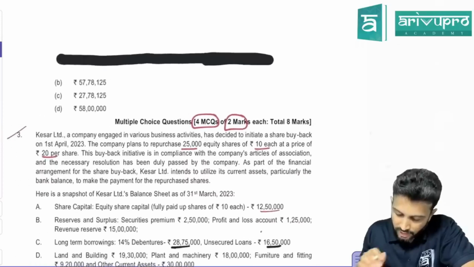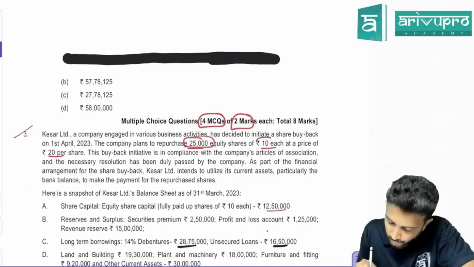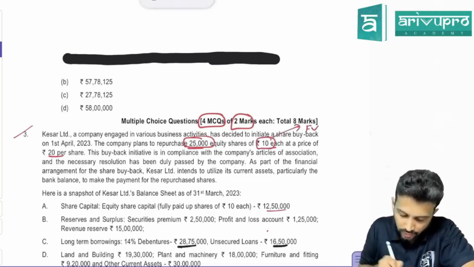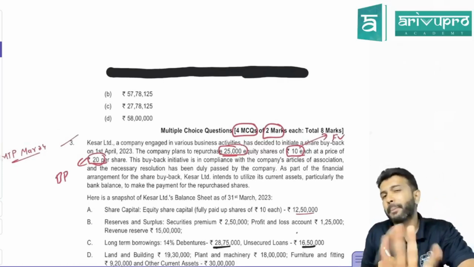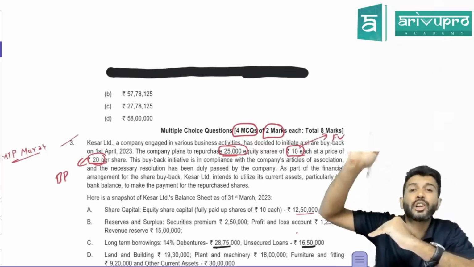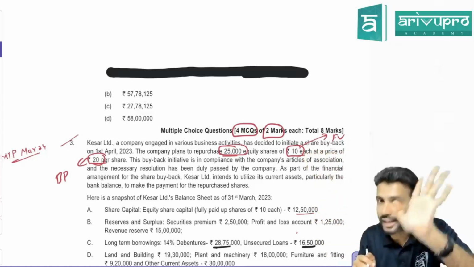Kesar, one company is there. They're giving full story. They have plans to repurchase 25,000 equity shares of how much each? 10. So what is this 10? Face value, at a price of 20 per share. So what is this 20? Buyback price. So 10 rupees face value of the share, they are buying it at 20 rupees. So is there any premium? Yes. The premium per share is 10 rupees.